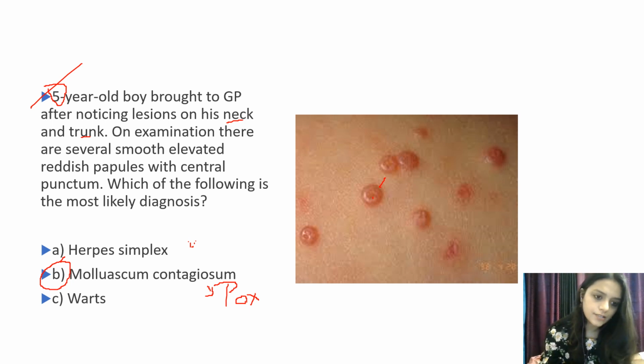Again, the last option is warts. So warts, the difference is even though that is an elevated lesion, we won't find this depression or the umbilication. So here the answer is molluscum contagiosum. So this is the picture.